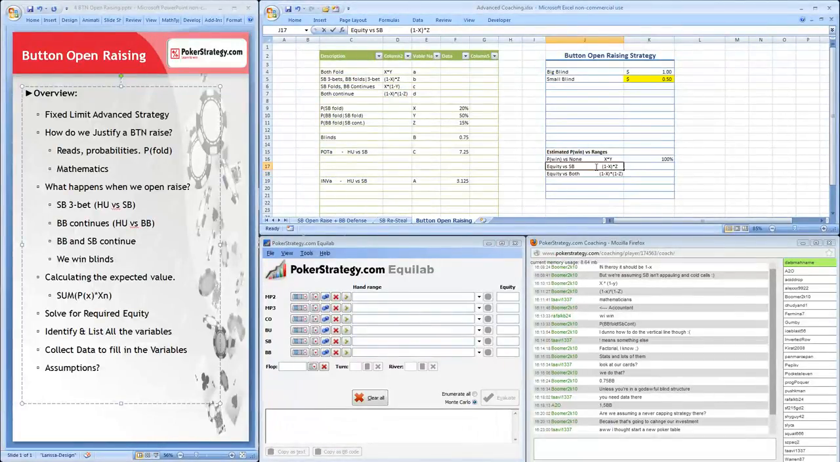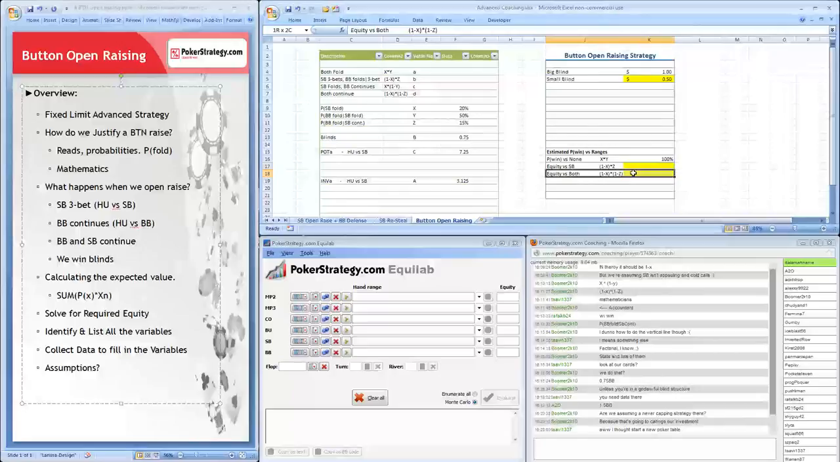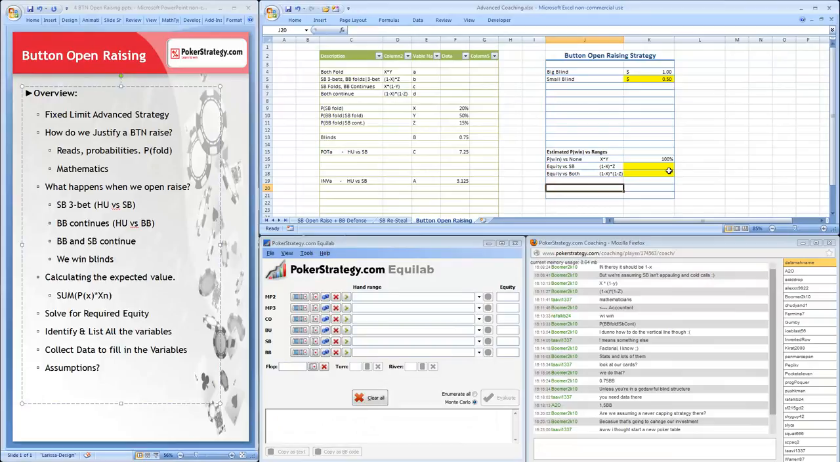Now, can anyone tell me here, what are we missing? We have our equity when we win, right? Or the probability that we win when no one enters the pot, 100%, right? We have our equity when the small blind continues, right? We're going to be using that. Our equity versus both players, we'll use that. What are we missing? We've got scenario A, right? We win the blinds. Scenario B, small blind 3-bets. Scenario C, where's scenario D? We haven't put that in yet. Does anybody know why?